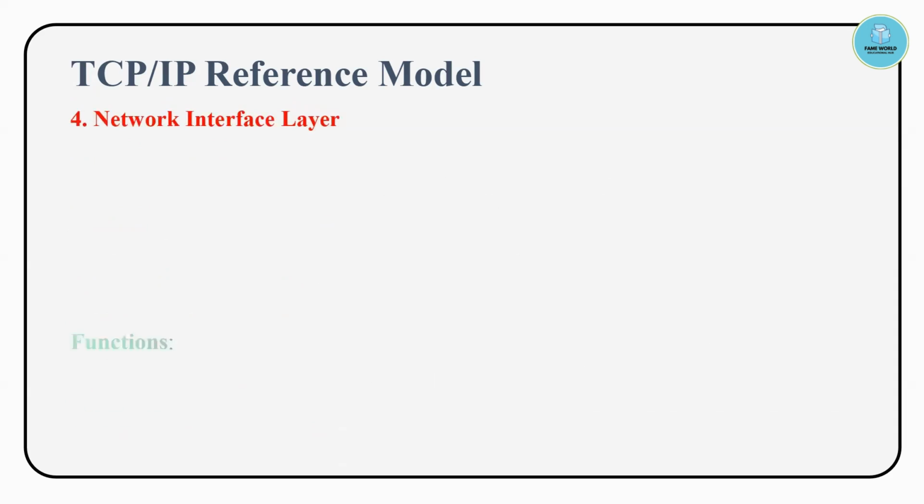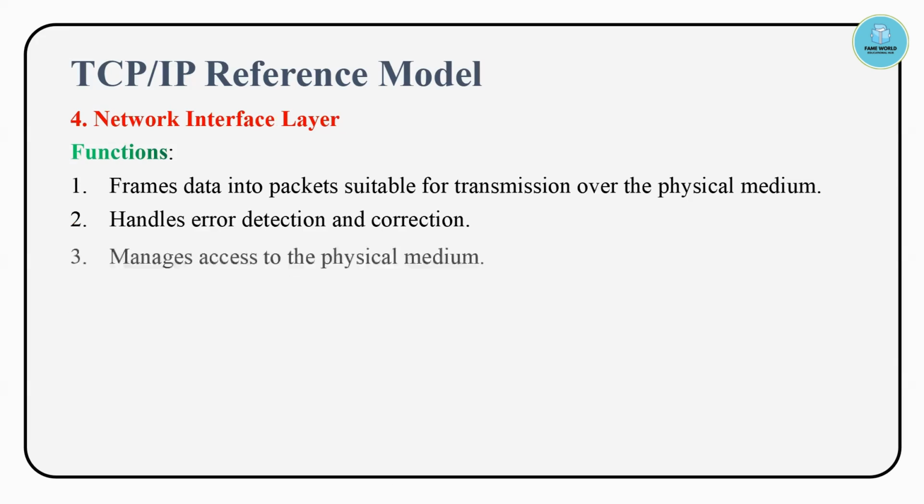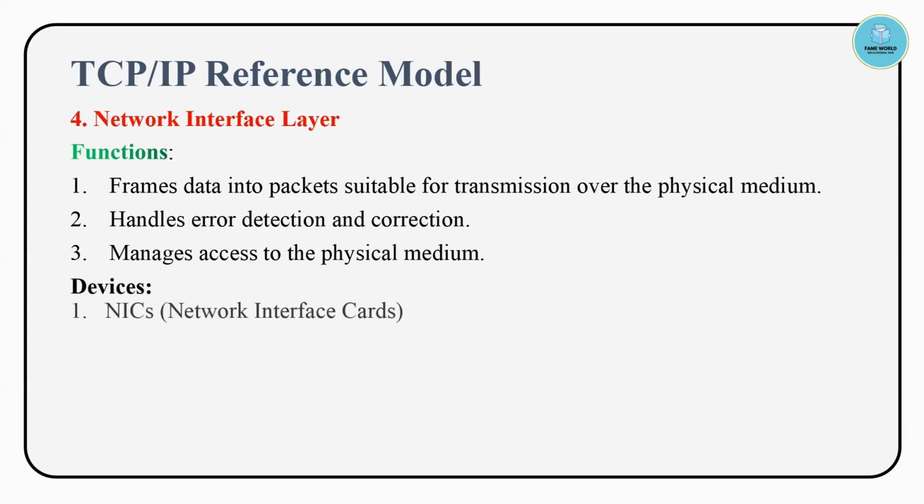Then the network interface layer. As the name implies, it is for the interface. It frames the data packets into a form suitable for transmission over the physical medium, and it handles error detection and correction. Error detection and correction is done here on the network interface layer. It also manages access to the physical medium, because this is the last layer in the case of TCP/IP. So the network interface layer handles this, as the name implies.